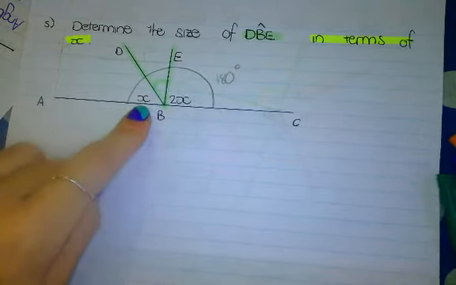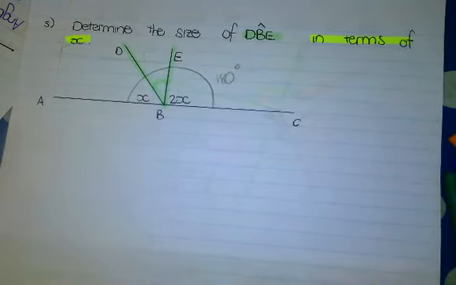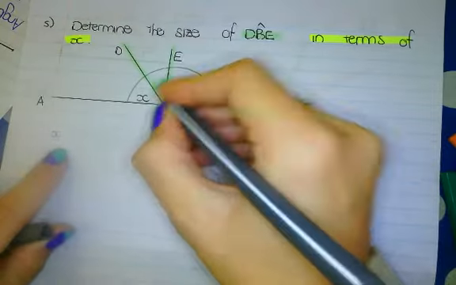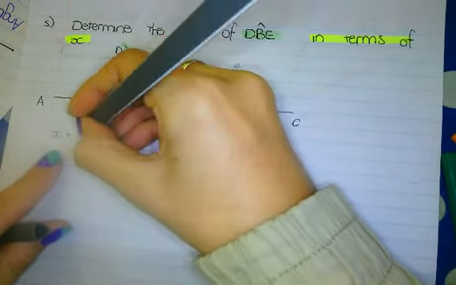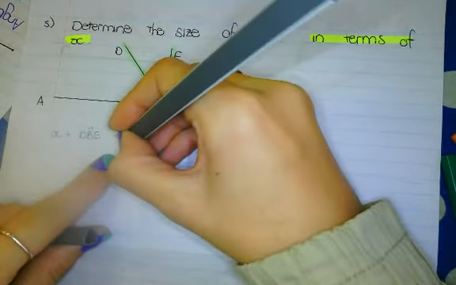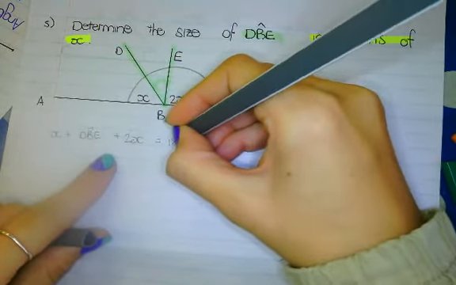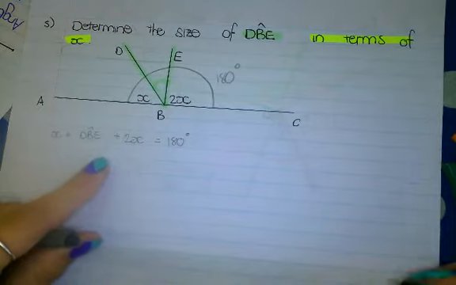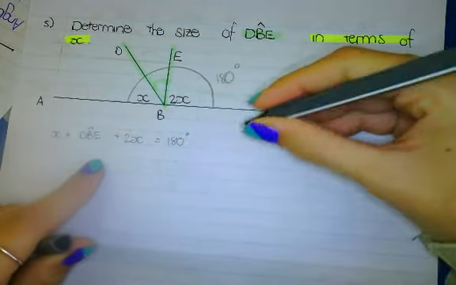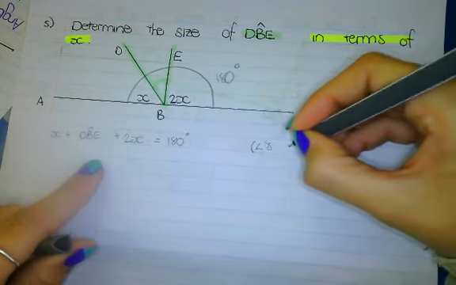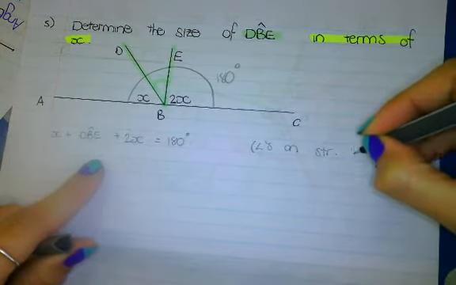Okay, so I'm writing down what I'm thinking. x, my angle DBE, and 2x all together must make up 180 degrees. How did I know that? Because there are 3 angles that form a straight angle. They are angles on a straight line.